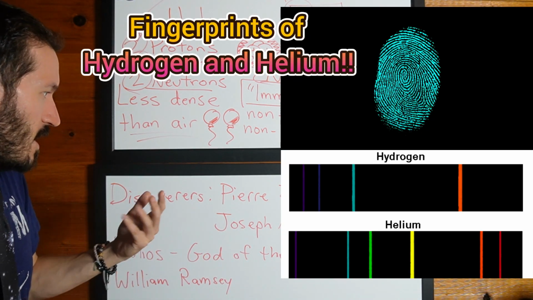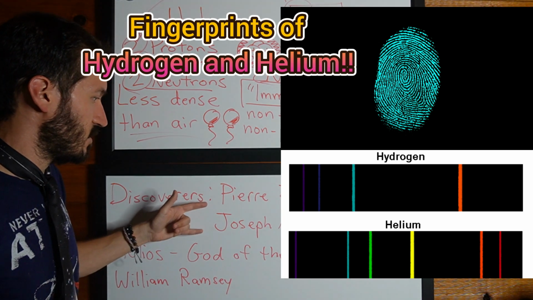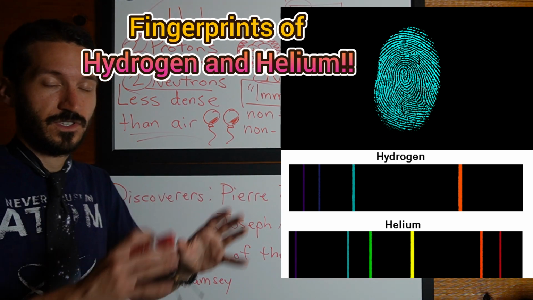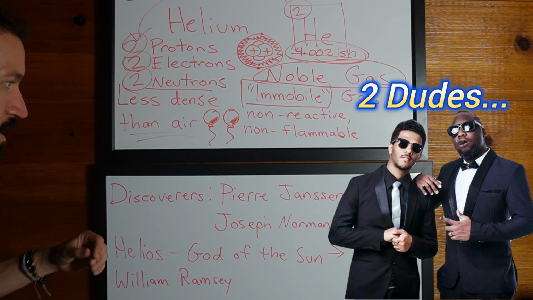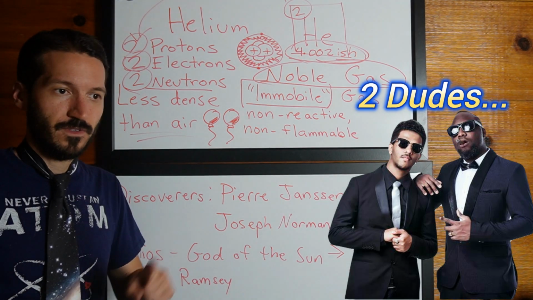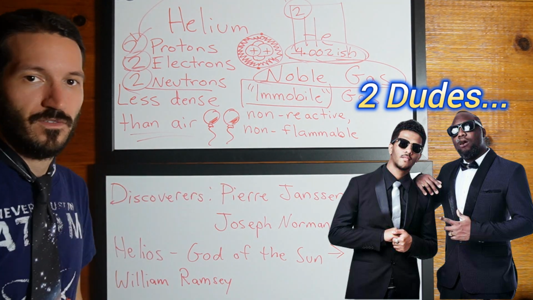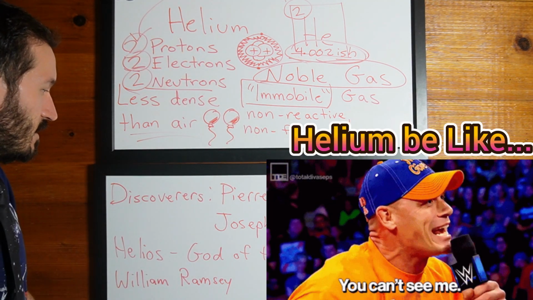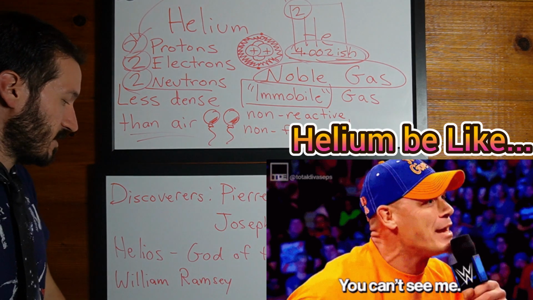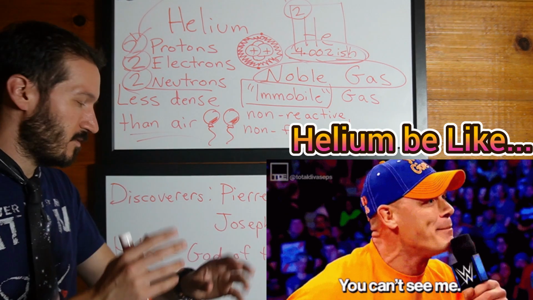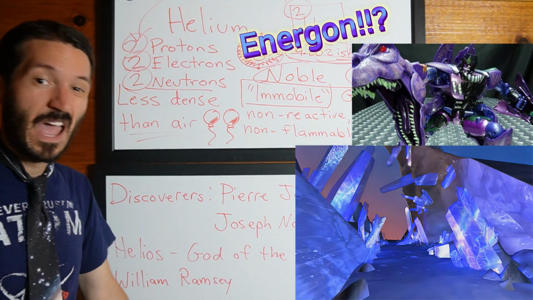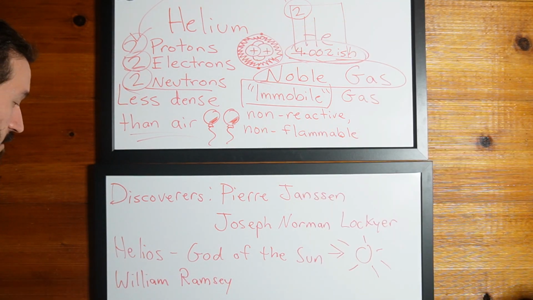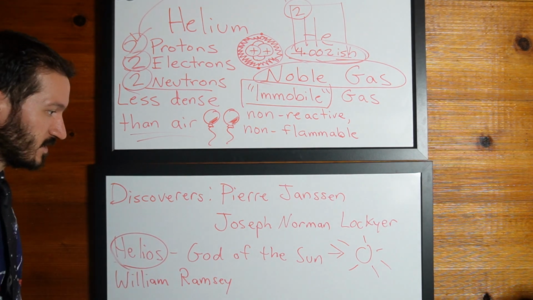And so these two guys, Pierre Janssen and Joseph Norman Lockyer, first found out about this weird element that they didn't know what it was. Much like hydrogen, it's tasteless, odorless, colorless, all this less stuff. And our boy William Ramsay here actually discovers it on Earth. He extracts it from a mineral. Name it Helios, god of the sun, because it is going to come from the sun. How about that? That's why it's helium. Helios, god of the sun.